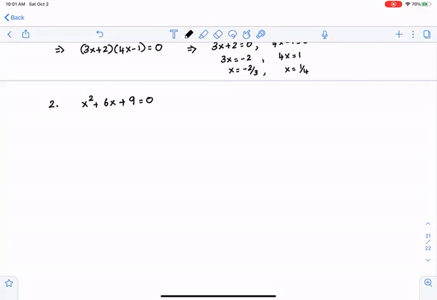So x squared plus 6x plus 9. Of course, you could use the traditional factoring approach.